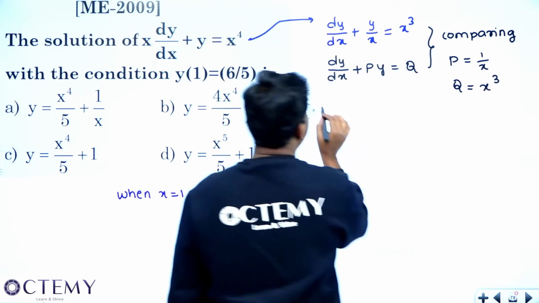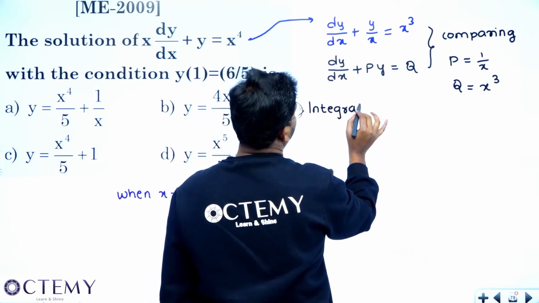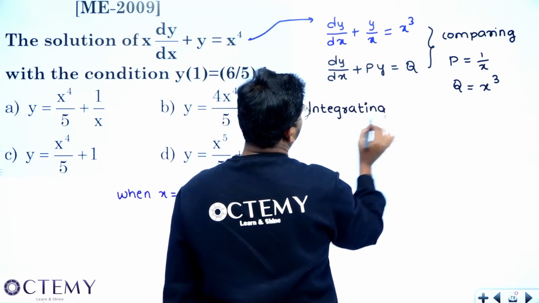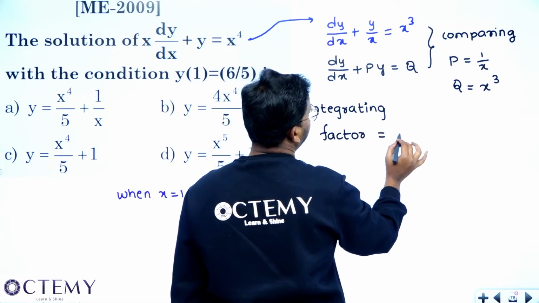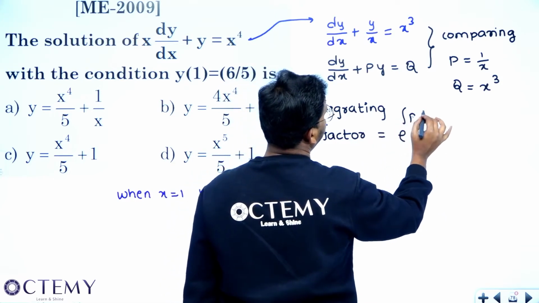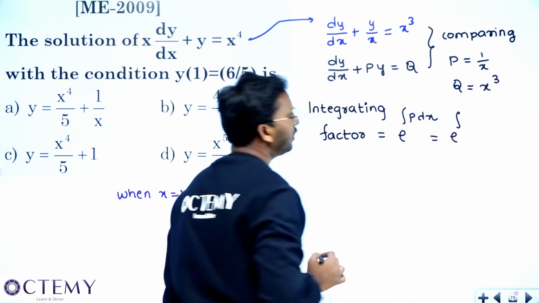So what will be the integrating factor? The integrating factor will be e power integral p dx. That should be equal to what? e power integral, what is p? 1 by x.